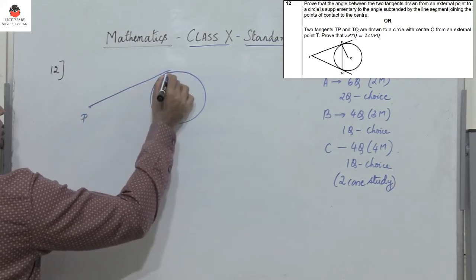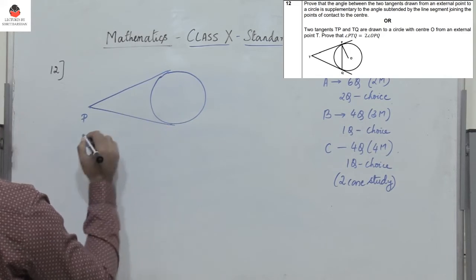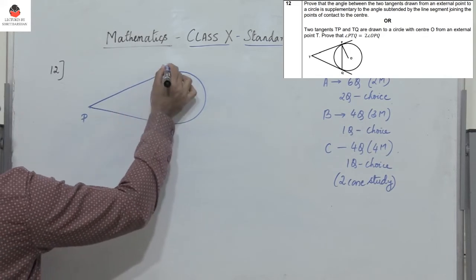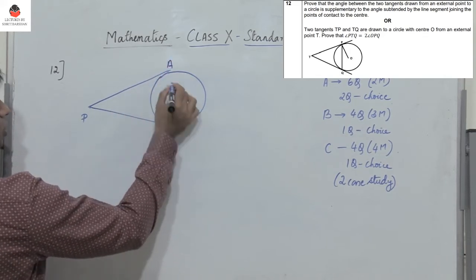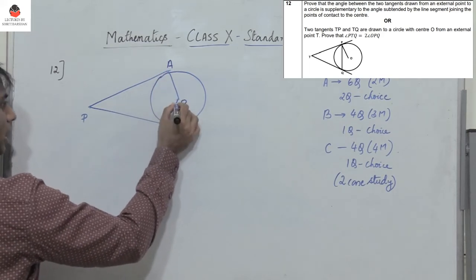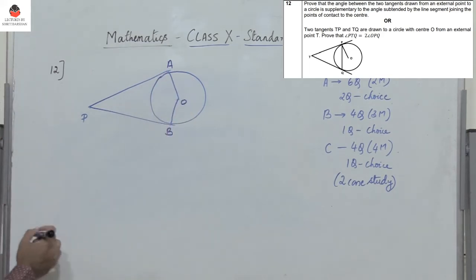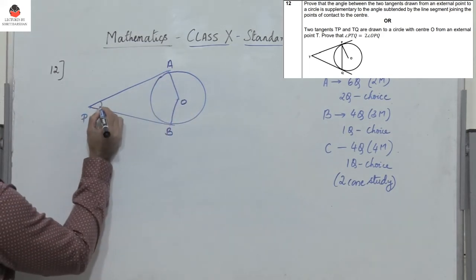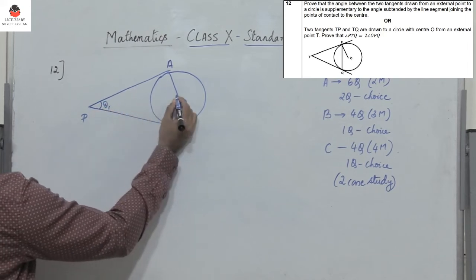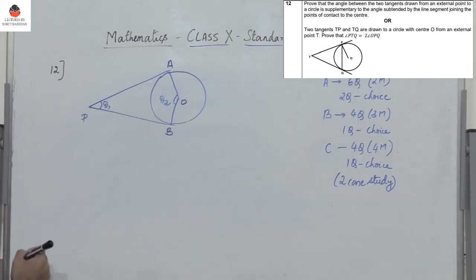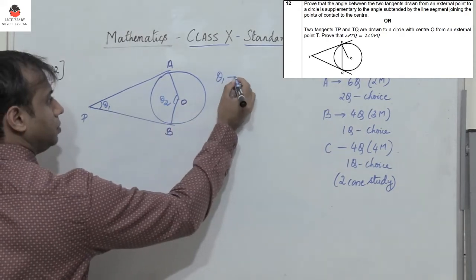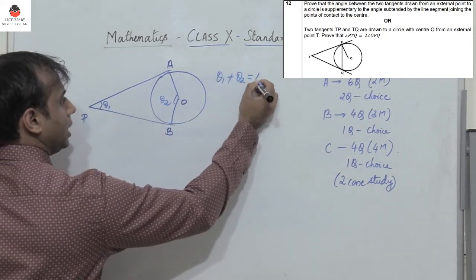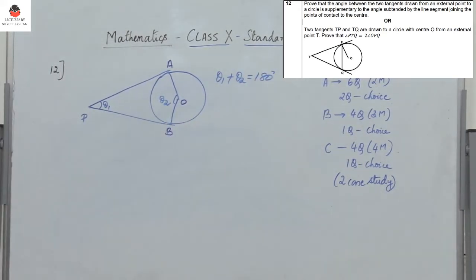You have two tangents. Let this be A and let this be B. You have the center O. So I have OA and OB, which happen to be the radii. Let this angle be theta 1 and let this angle be theta 2. Now we have to prove that theta 1 plus theta 2 equals 180 degrees. So they are supplementary.